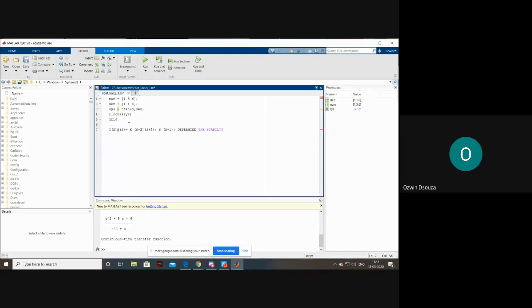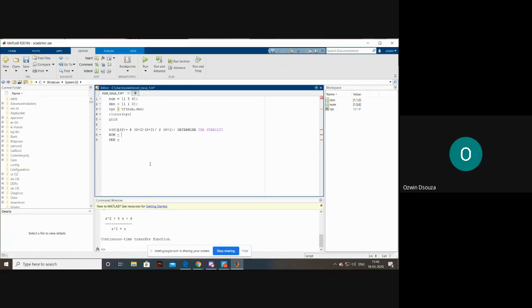You have to break this problem down into numerator and denominator polynomials. Numerator polynomial, let us take it as num, and denominator polynomial, let us take it as den. You can take any value, any alphabets you can use. Now in MATLAB, we don't write the equation, we key in the coefficients of the equations, right?